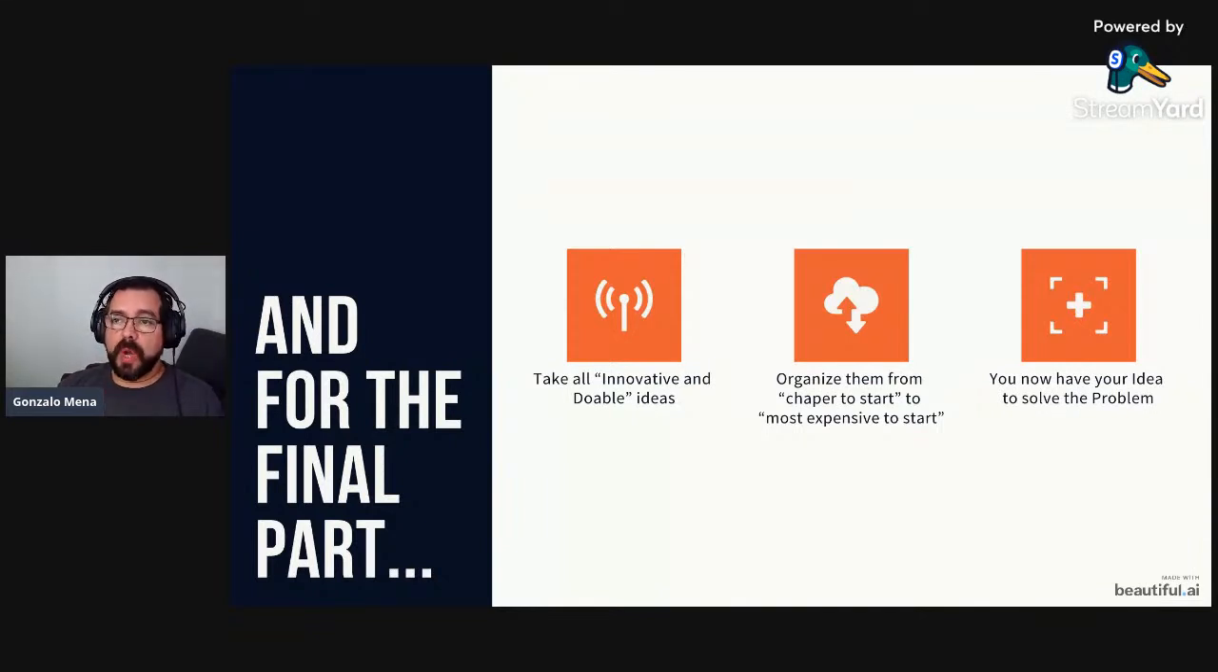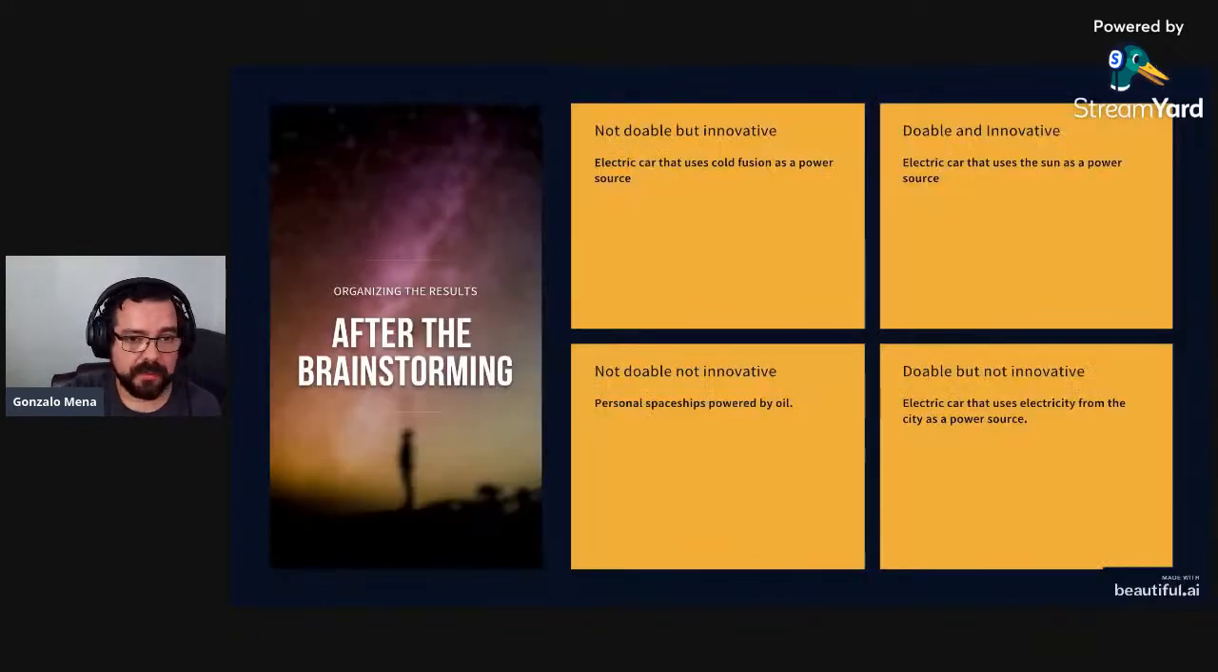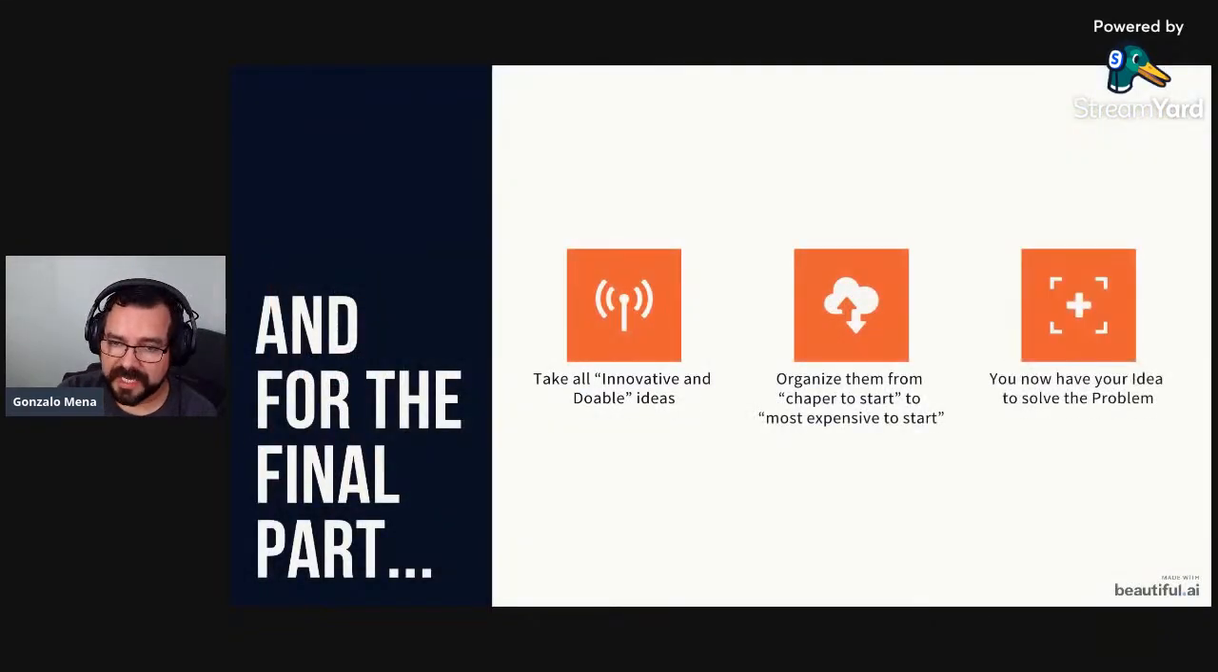So what I want you to do is, after the brainstorming process, after organizing all these ideas, all these thoughts into these 4 quadrants that I'm going to repeat here: the doable and innovative, not doable but innovative, doable but not innovative, and not doable and not innovative. We're going to pick the doable and innovative, organize them from cheapest solution to most expensive solution, and then pick the cheapest. And with that, we're going to be running towards the next stage.